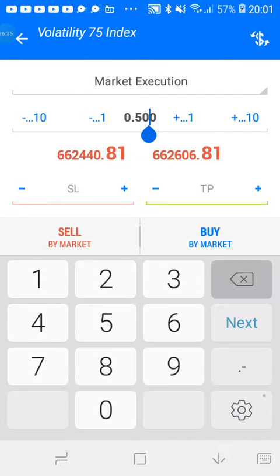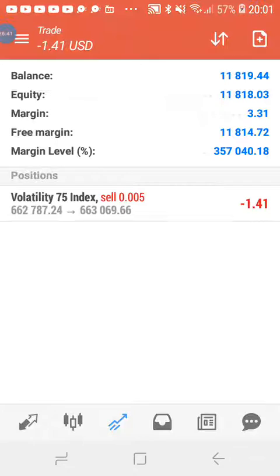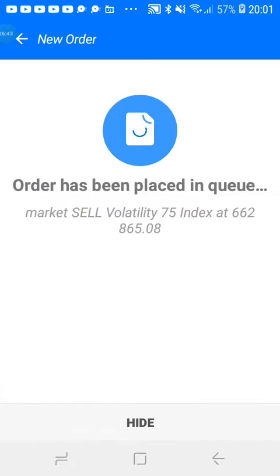Make sure that when you're trading V75, always make sure that you adjust your lot size. So guys, I'm putting a sell.